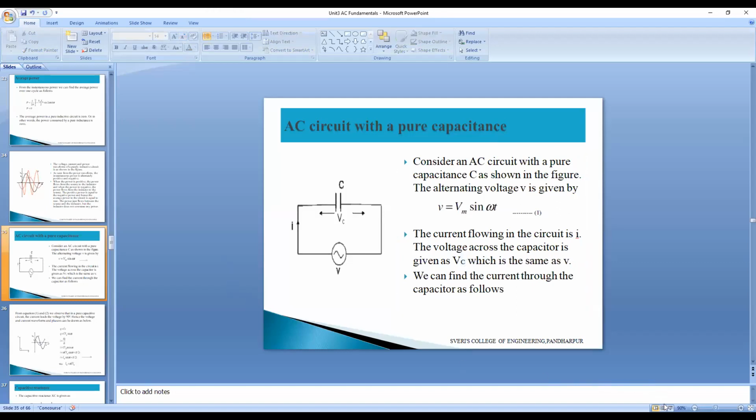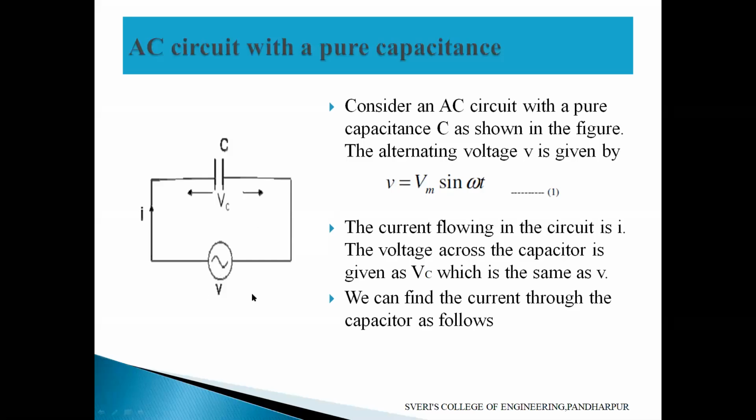VC is the same as the supply voltage. From this circuit we are providing the AC supply voltage. We know that for the voltage applied here, the instantaneous voltage is V equal to Vm sin omega t. That is equation number 1. So for the voltage equation, there is no problem.